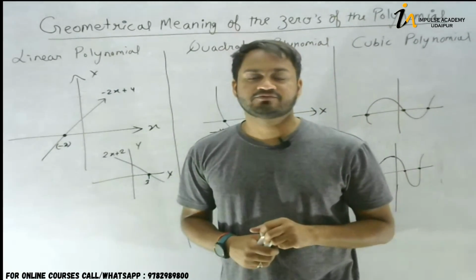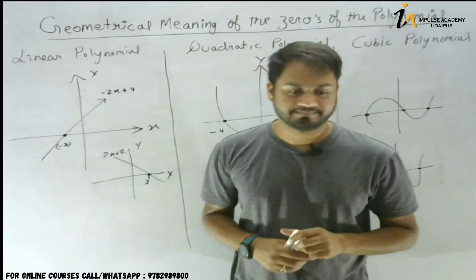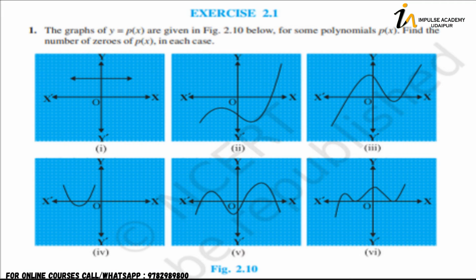Let's solve exercise 2.1 of class 10th. The graph of y equal to p(x) is given in figure 2.10 below for some polynomials p(x). Find the number of zeros of p(x) in each case. In this we need to find the number of zeros, and to do that we need to see how many times the graph cuts the x-axis, not the y-axis. We'll only consider the x-axis.